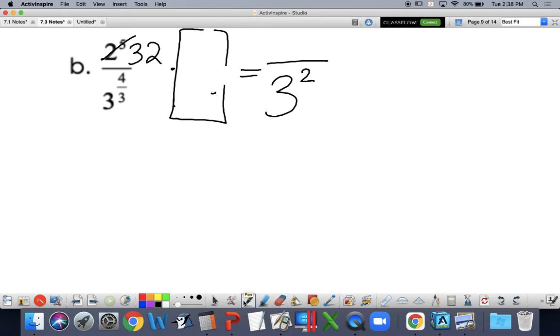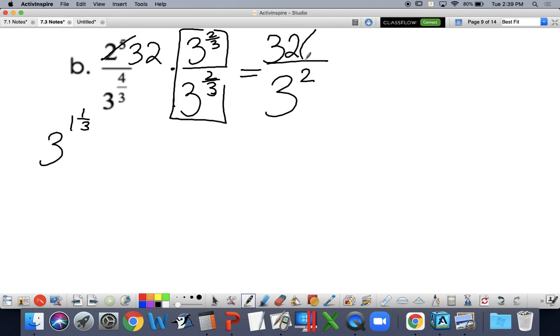So I always have to think to myself, okay, right now I'm at 1 1/3. I need to go up to the next whole number. So how many thirds do I need to add to get up to 2? 2/3. So 3 to the 2/3 power. My numerator then becomes our ugly answer of 32 times 3 to the 2/3. And my denominator is 3 squared, or you can write that as 9. But I want to show it this way so that you see why we would go up to that number 2.